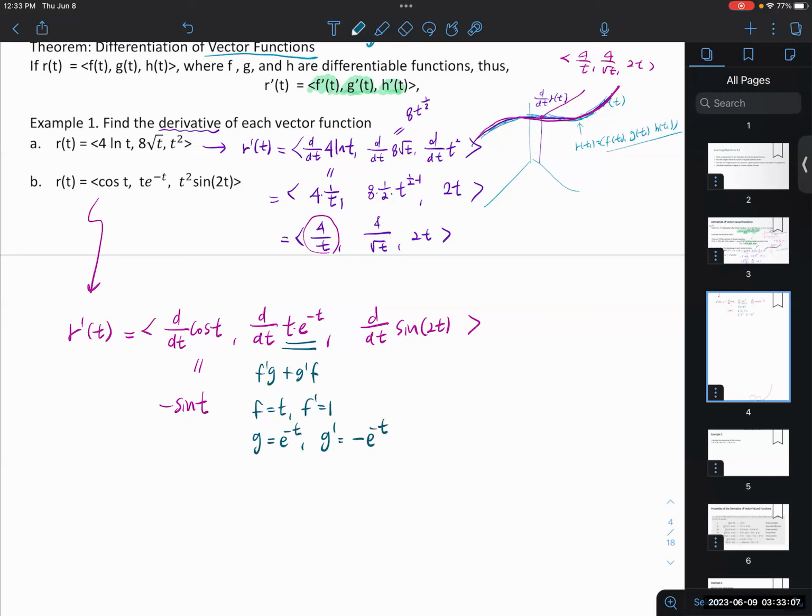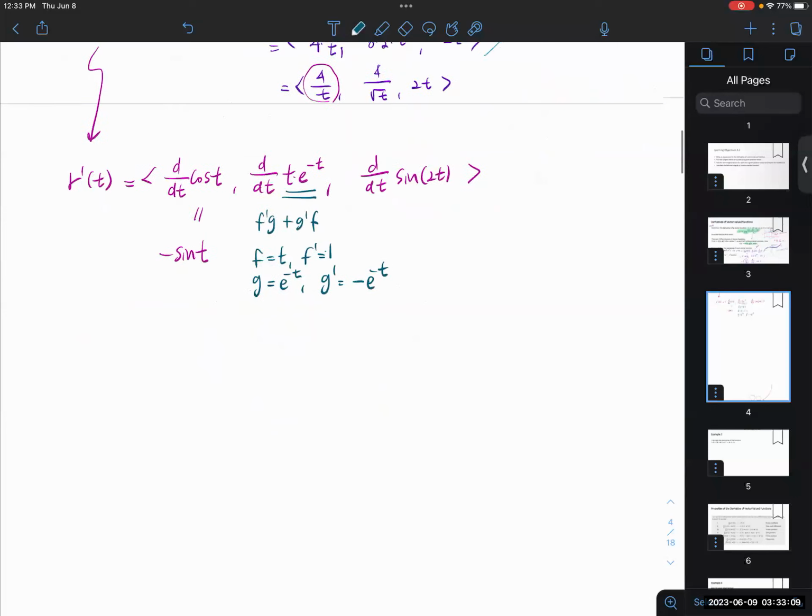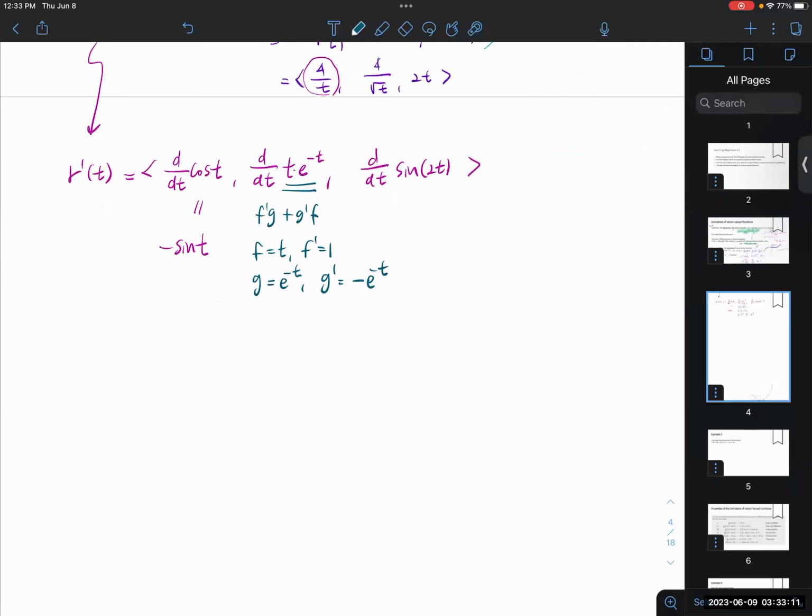So take a look at the derivative. Therefore, it is going to be f prime 1 times g, plus g prime, negative e to the negative t, times f, which is t. So e to the negative t minus t times e to the negative t. This is the second component differentiation, and this is the first. This is the second. Let's take a look at the third.